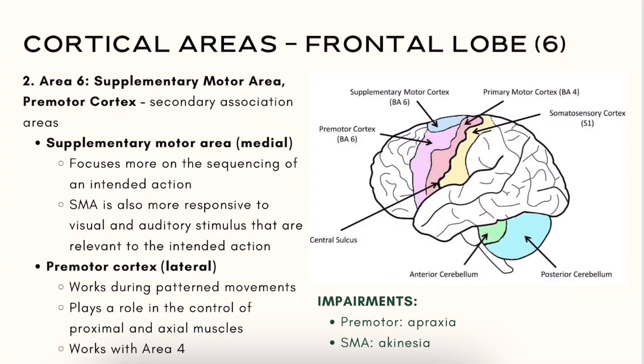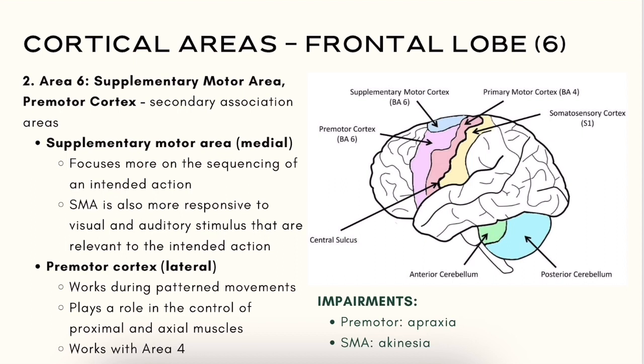Next, we have number 2, our area 6, the supplementary motor area, or premotor cortex. These are secondary association areas. We'll first talk about our supplementary motor area, which is found medially, so this is closer to the midline. And then we have your premotor cortex, which is lateral. Your SMA, or supplementary motor area, focuses more on the sequencing of an intended action. Our SMA is more responsive to visual and auditory stimuli that are relevant to the intended action.